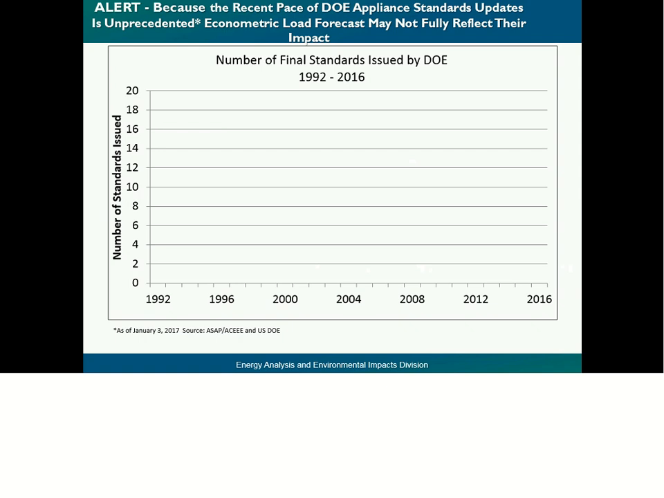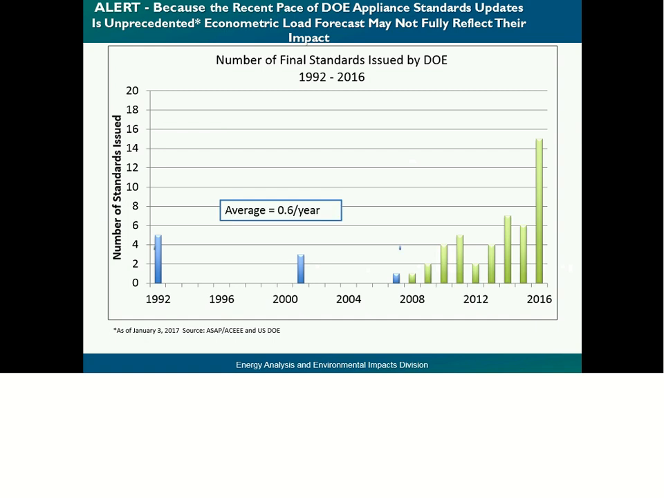Between 1992 and 2016, about 40 new standards were established. This is the pace of the standards that went into effect. Between 1992 and 2007, it averaged about 6/10 of a standard a year. Going forward from 2008 to 2016, there were always 5 per year that went into place. Those standards take effect over the next decade.